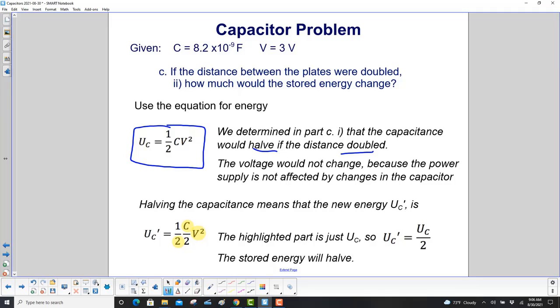So halving the capacitance means that the new energy, and see how we put the prime there again, is going to be 1/2 C over 2, okay, because that's where the capacitance got cut in half, times V squared. The highlighted part there is just UC, right over here. 1/2 CV squared, and if you just look at the yellows, we have 1/2 CV squared times a half. So our new energy is going to be UC over 2, so the stored energy will be cut in half. And just drawn again here, that's the original energy storage, UC, and then you have that half in front of it.